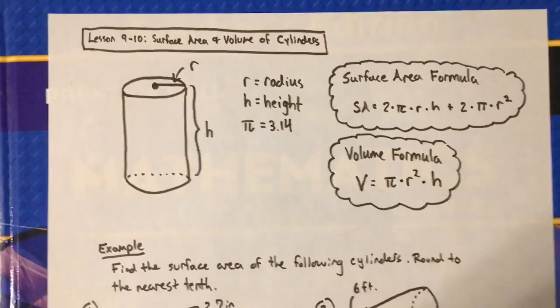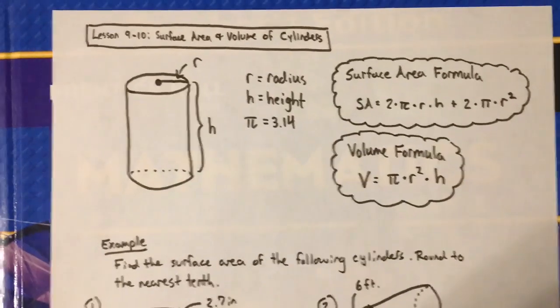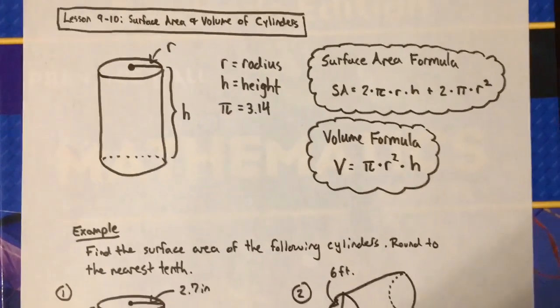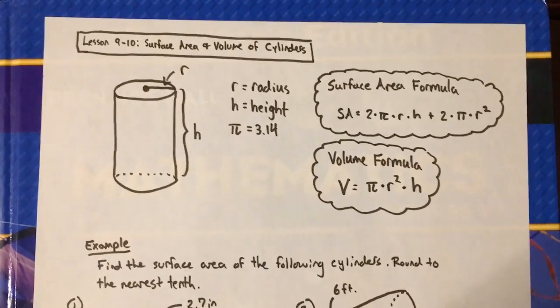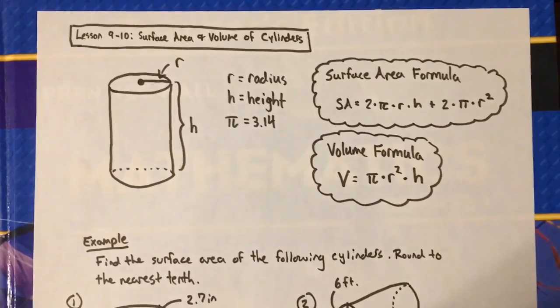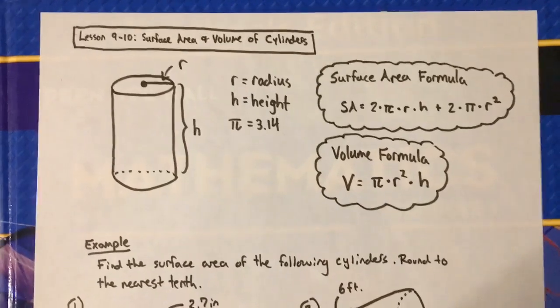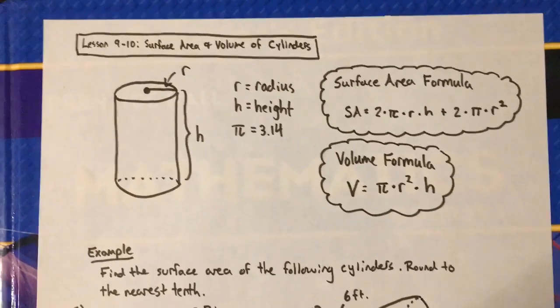In today's lesson we're going to take a little bit of a different direction and move away from prisms and look at cylinders today. So there's two main formulas that we're going to use for calculating both the surface area and the volume of any type of cylinder.